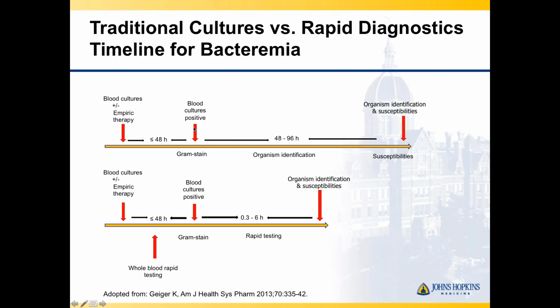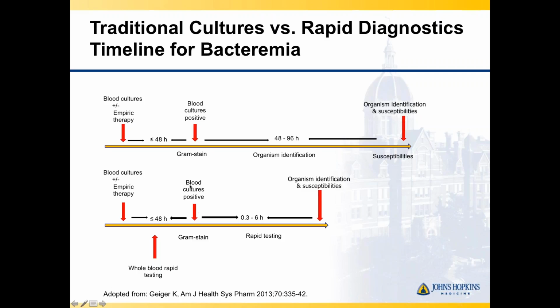So once the blood cultures turn positive, we'll perform gram stain, and then several other tests can be performed to identify the organism. And once you identify the organisms, then you end up with susceptibility. So this time from the positive blood culture and gram stain with traditional cultures can take up to 48 to 96 hours. And again, this is highly dependent on the pathogen.